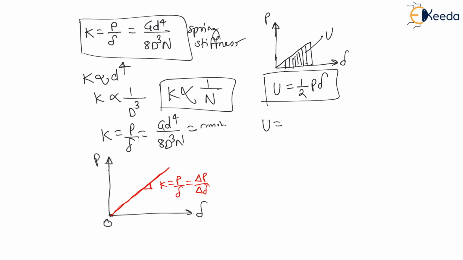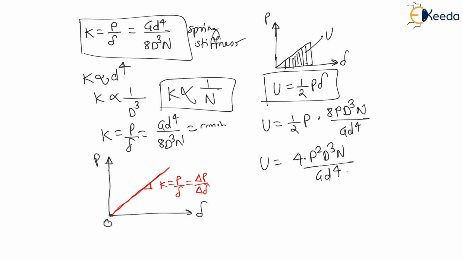So let us put the values. U is equal to 1 half P delta. Delta is nothing but, just now we have derived the formula for delta, which was 8 P D cube N divided by G d power 4. Therefore this strain energy will be equal to, if I simplify this, 4 P square D cube N divided by G d power 4. This will be the strain energy over here.